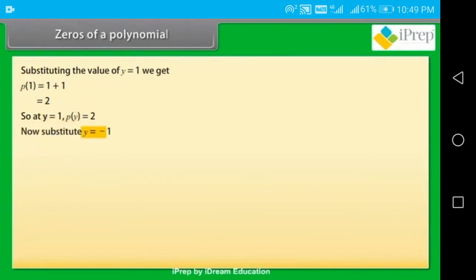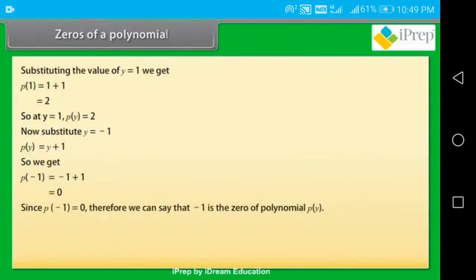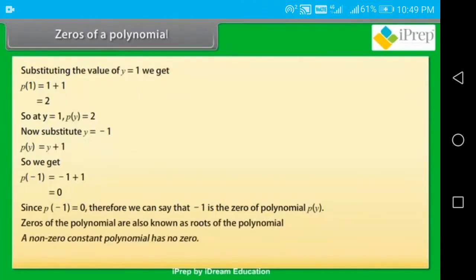Now substitute y is equal to minus 1, we get p(minus 1), which is equal to minus 1 plus 1, which is equal to 0. Since p(minus 1) is equal to 0, therefore we can say that minus 1 is the 0 of polynomial p(y). Zeros of the polynomial are also known as roots of the polynomial. A non-zero constant polynomial has no 0. A linear polynomial has 1 and only one 0.